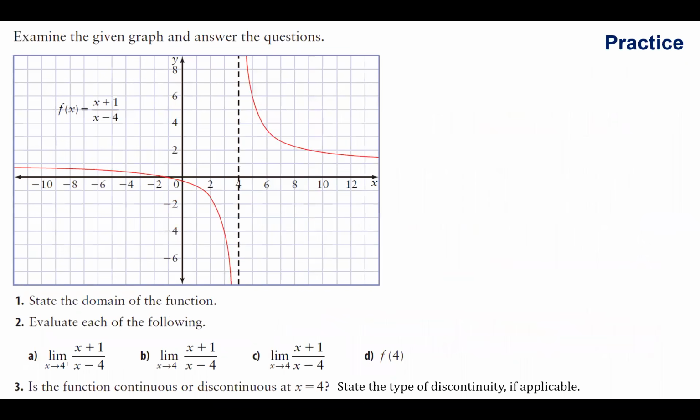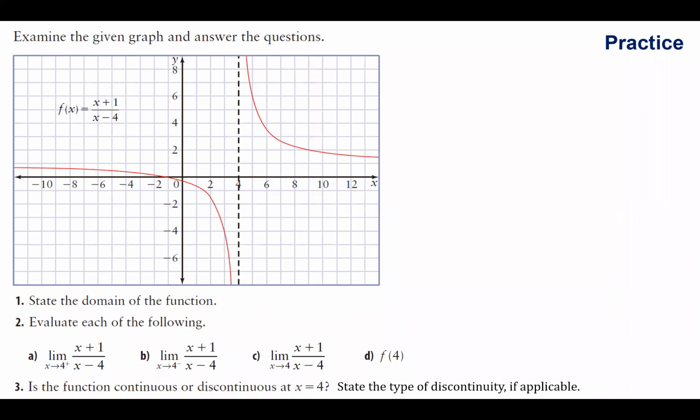All right, then let's consider another practice. Examine the given graph and answer the following questions. Again, first, state the domain of this function. The expression of that function is given to you. f(x) equals the ratio between x plus 1 and x minus 4.